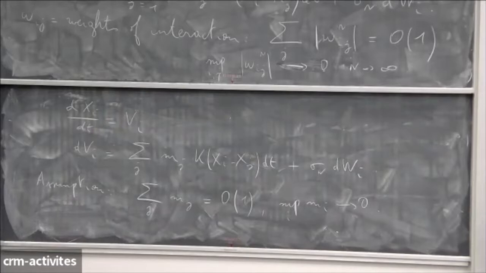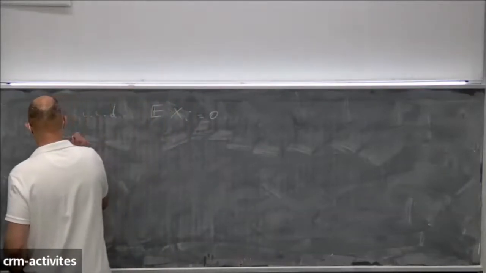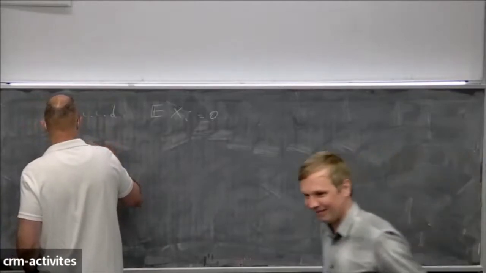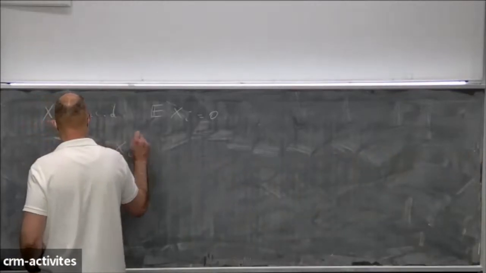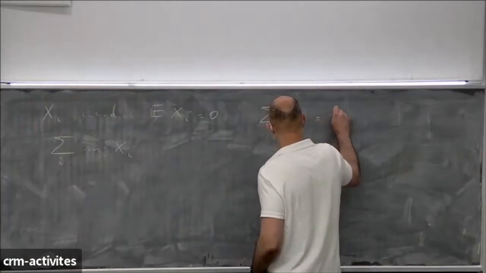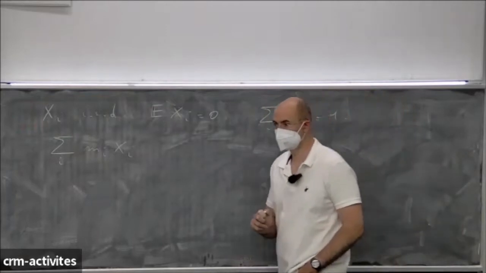So let's take xi that are IID, with 0 average. And I want to control the fluctuation in something like the sum over i of, well, let's call it mi xi, where the sum of mi is equal to 1. Okay, so let's do this.